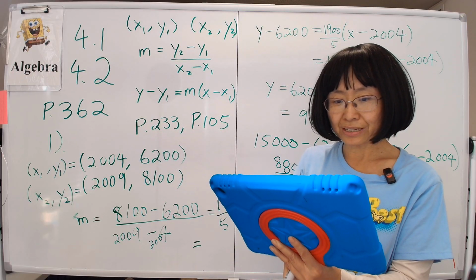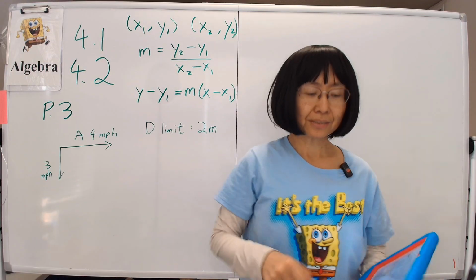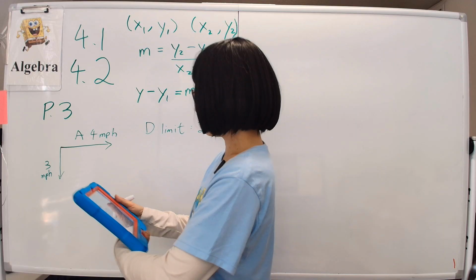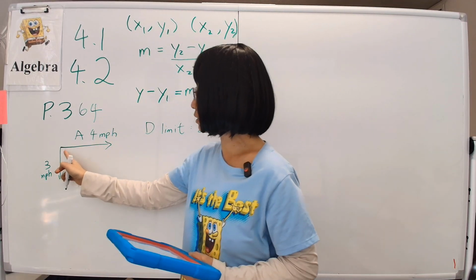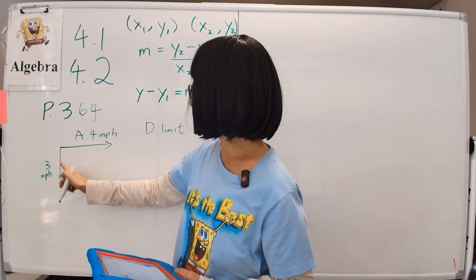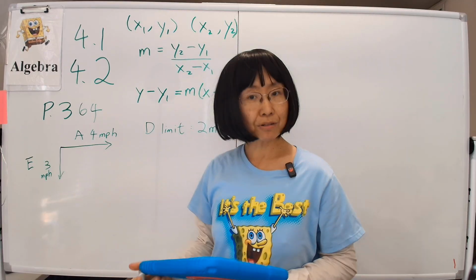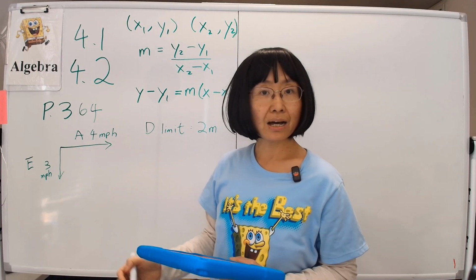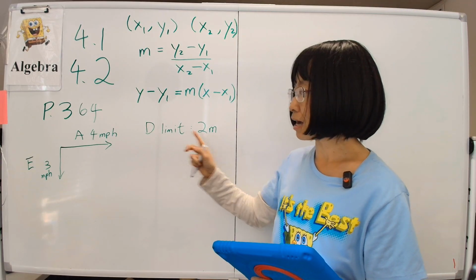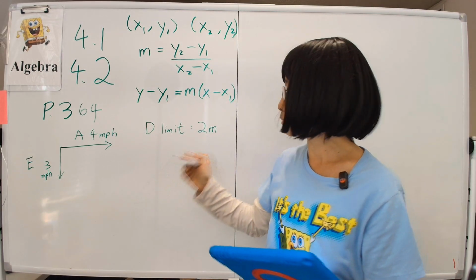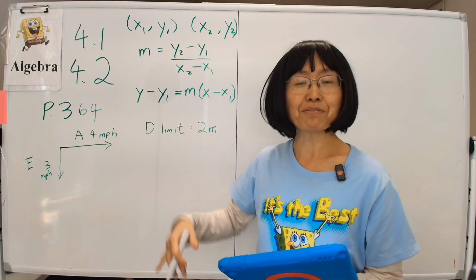And let's move on to example 2 after I erase the board. So next, let's look at example 2 on page 364. We have two people who started at the same intersection. Emmanuel is going south at 3 miles an hour, and Anna is going east at 4 miles an hour. But there's a limit to how far they can be apart. They can be no farther apart than 2 miles.